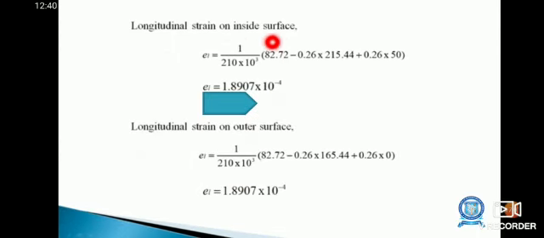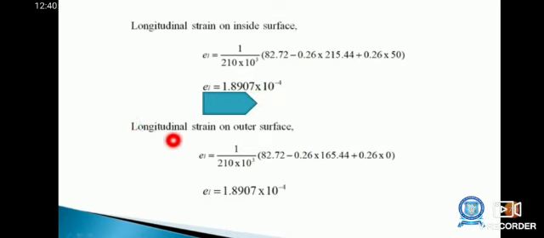So longitudinal strain on inside surface. EL is equal to 1 divided by 210 into 10 raised 3, 82.72 minus 0.26 into 215.44 plus 0.26 into 50. We apply the values inside the formula and got the longitudinal strain on the inside surface equal to 1.8907 into 10 raised to minus 4.